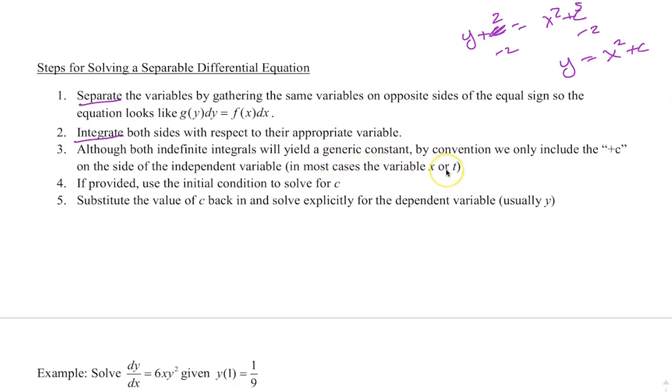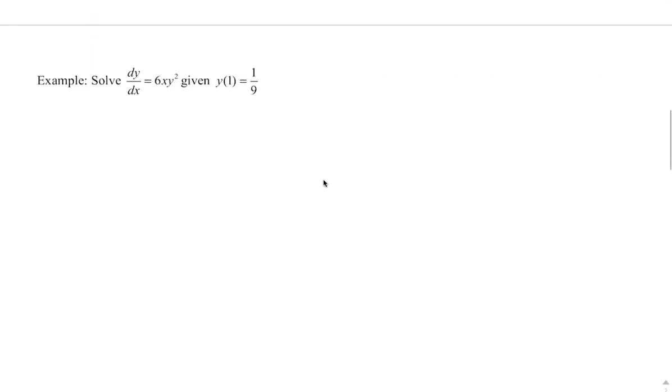In most cases, this is the x or the t variable. If provided, use the initial condition to solve for c. So after we do that, we're going to plug our points in to find c. Then we rewrite it with our c plugged back in. So that's the process: separate, integrate, put a plus c. Don't forget the plus c. Then we solve for c, and then we substitute back in. So that's the system. Let's do it.